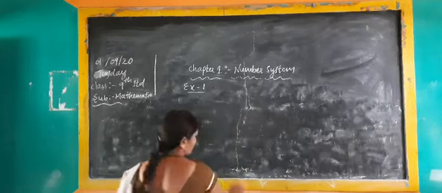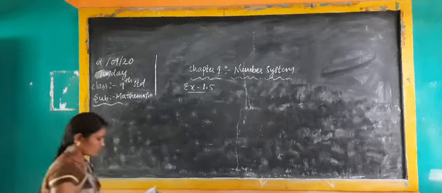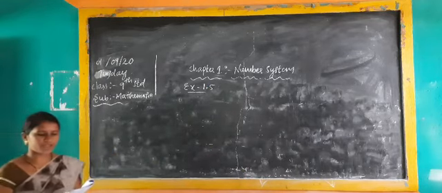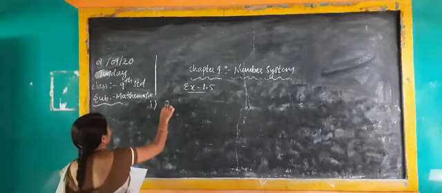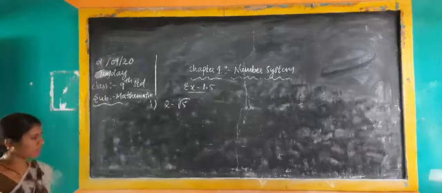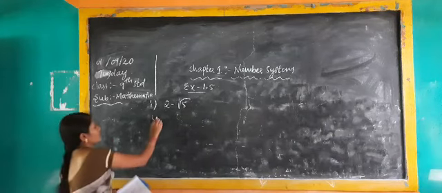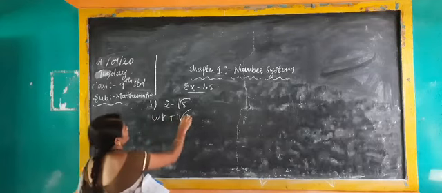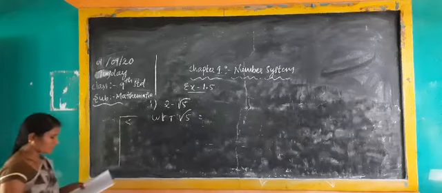Take down exercise 1.5. In that, the first one, what is there? Classify the following numbers as rational or irrational. Just you have to write whether it's rational or irrational. 2 minus root 5 is there. Okay. You already know how you have to solve. We know that root 5, what is the value? You have to solve by finding the square root value.